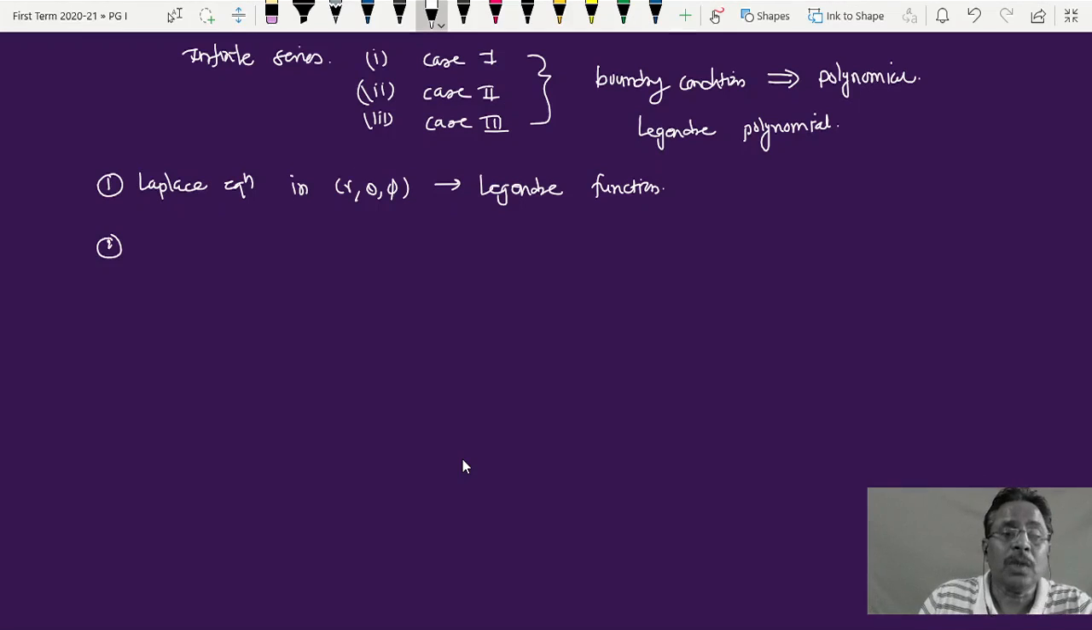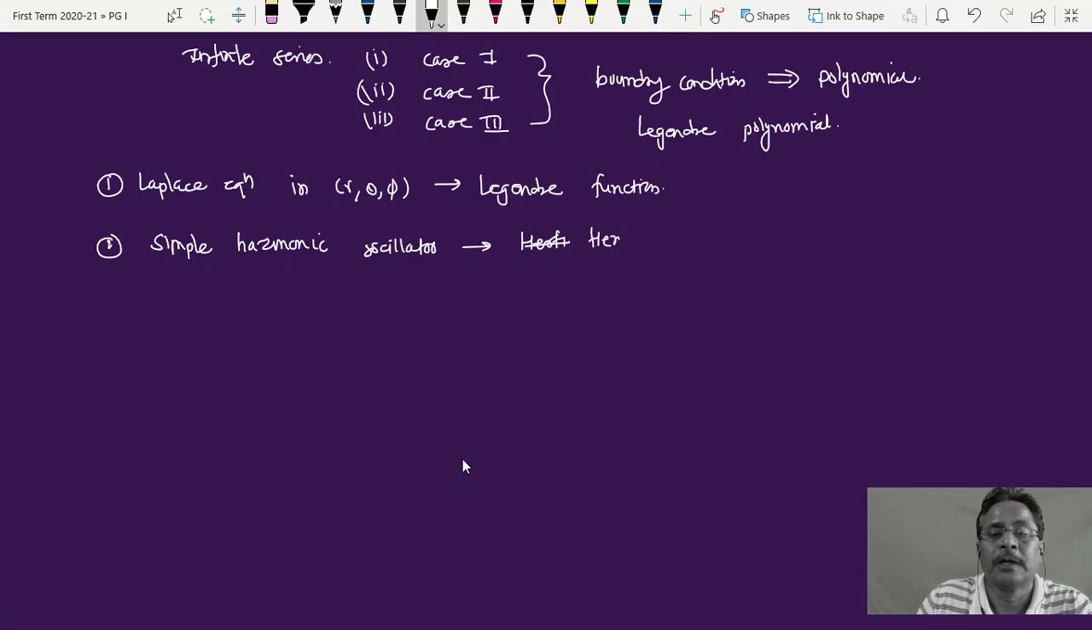Second, you might have seen the simple harmonic oscillator, quantum mechanical. And in this case, we require special functions which are called Hermite functions. So that is the second function.